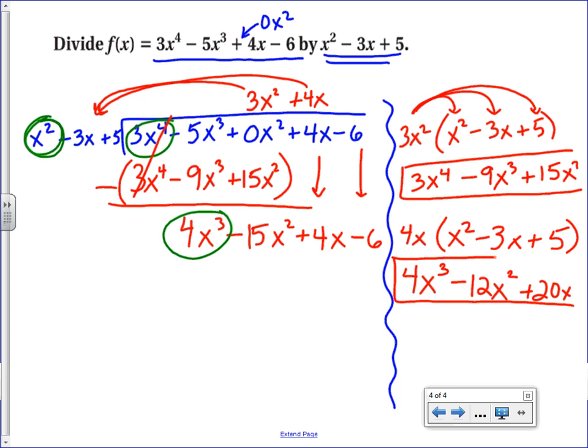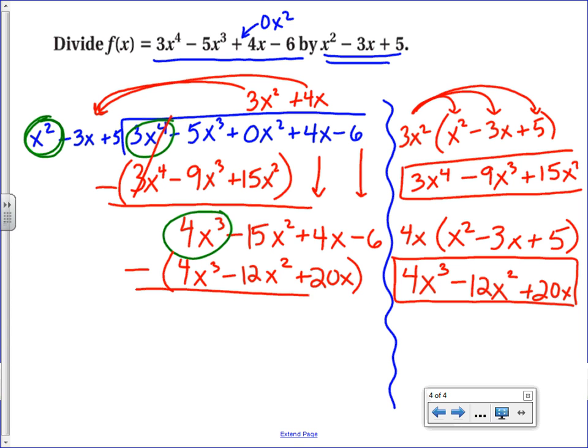Take this entire expression, write it underneath. Don't forget to put it in parentheses and subtract it. All of those signs will change. 4x to the third minus 4x to the third should cancel out. Negative 15x squared minus negative 12x squared is like adding 12x squared. So we'll have negative 3x squared. 4x minus 20x, negative 16x. And then we bring down our minus 6.